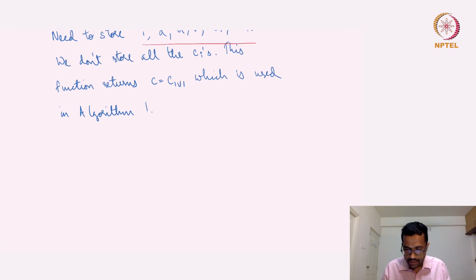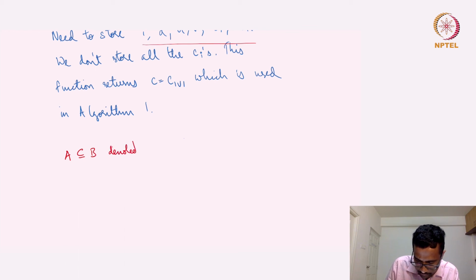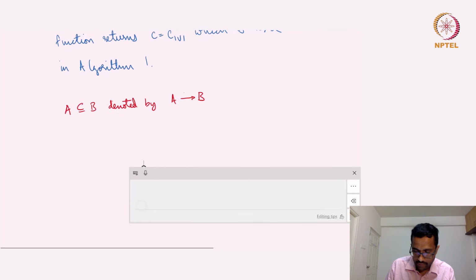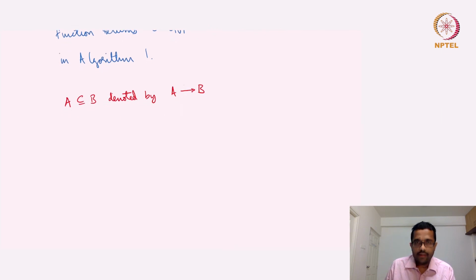So we have seen some complexity classes, so just so we could have a short recap. Let's say A is a subset of B, this is denoted by a right arrow. So I am using a right arrow to denote containment. Let me draw the status of the complexity classes as we know it now in the course.